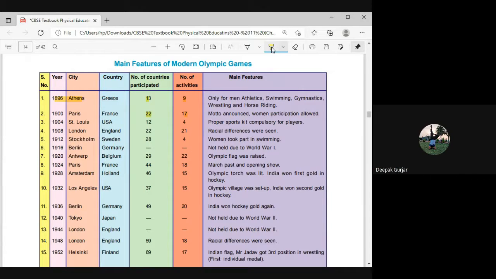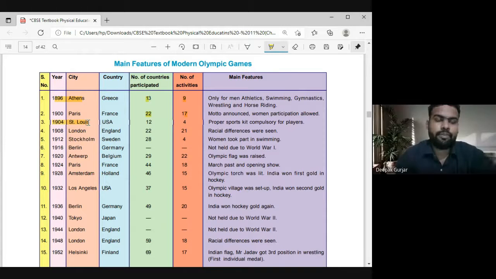And in 1900 in Paris, France, women's participation was allowed. If we talk about 4 years after this, 1904, it was in St. Louis, USA, and 40 countries participated, with 4 activities. In this one, a proper kit was compulsory for all the players. If we talk about 1908, it was in London, England. At that time 22 countries participated, and there were 21 activities. And this time, racial discrimination was seen.